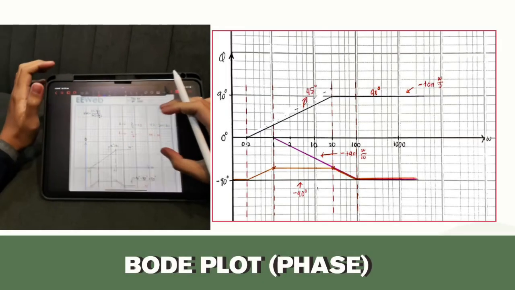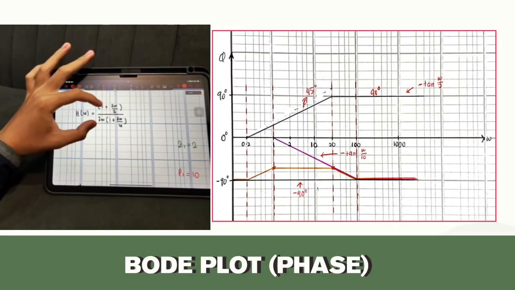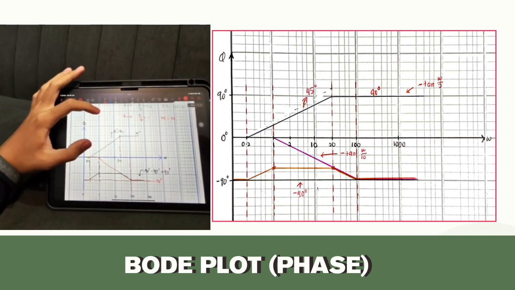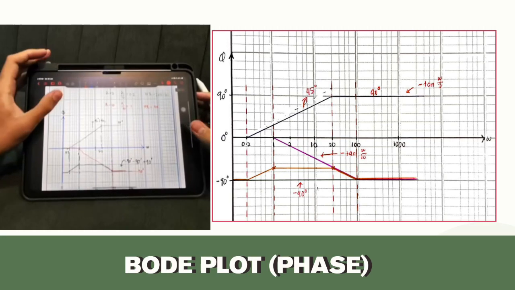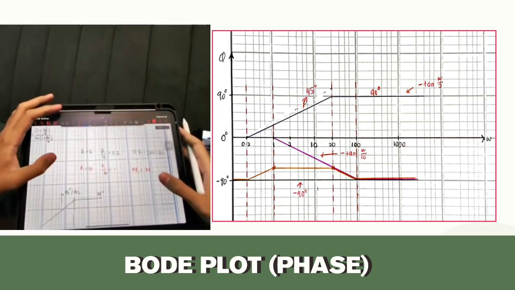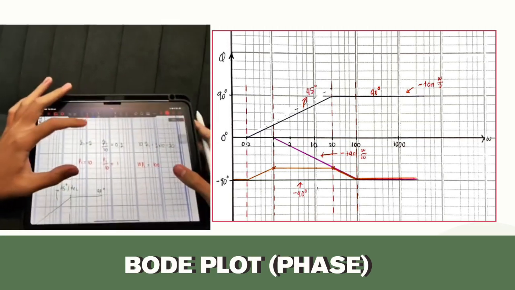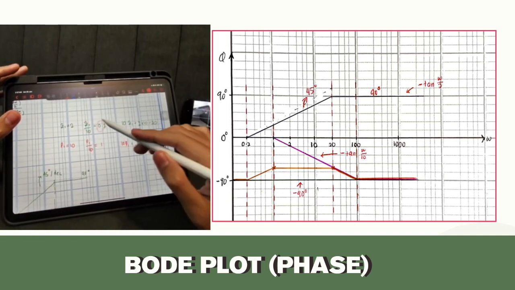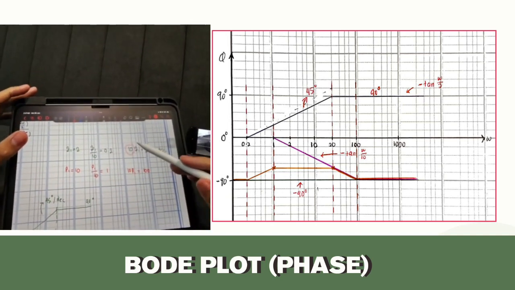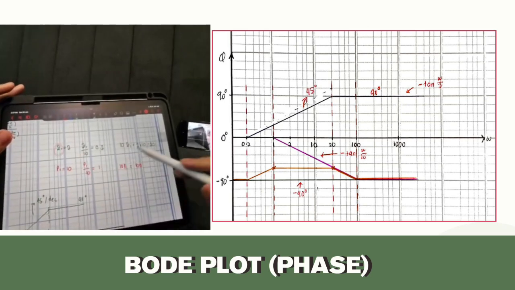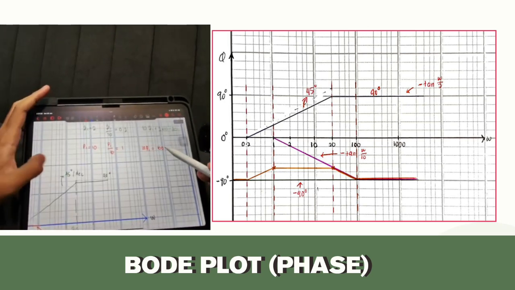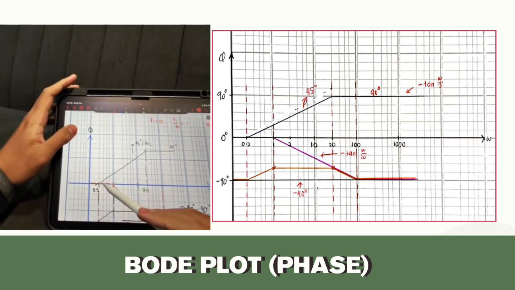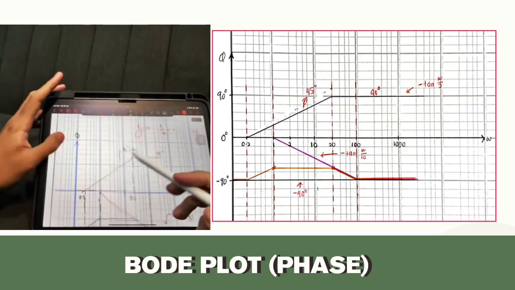Mention about phase plot from transfer function given. As you can see here, this is our given transfer function, and the question asks us to make a phase plot. This is my phase plot. The first step we need to determine is Z1 and P1. Z1 over 10 equals 0.2, and 10 multiplied by Z1 equals 20. We can see the green line is for Z1 and the red line is for P1.